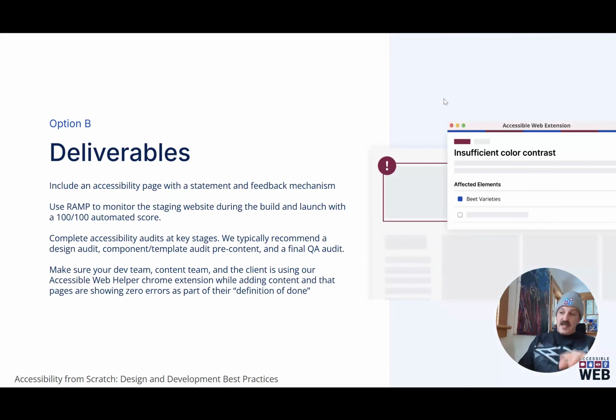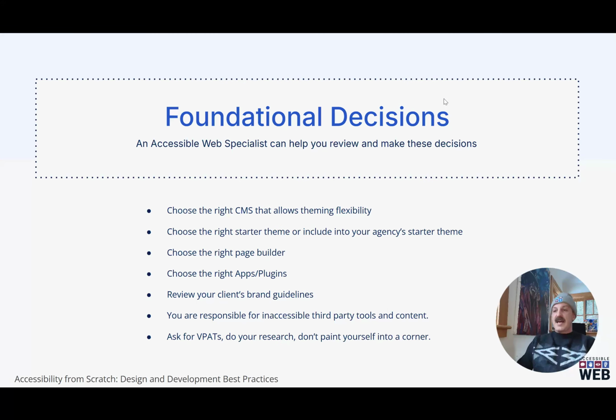So the deliverables here, this is what we're getting into with this presentation, is how to deliver option B. Option A is super simple. Just scan the website with RAMP, show 100 of 100 score. Option B is more complicated. So what we'd recommend here is use RAMP to monitor the website, still include the accessibility page, always include an accessibility page. And then complete some audits at key stages and use the Accessible Web Helper Chrome extension. I'm going to get into that in these next slides, how to actually do this.